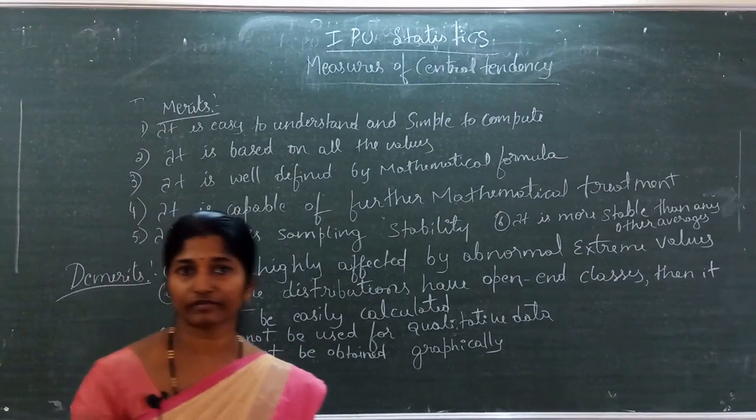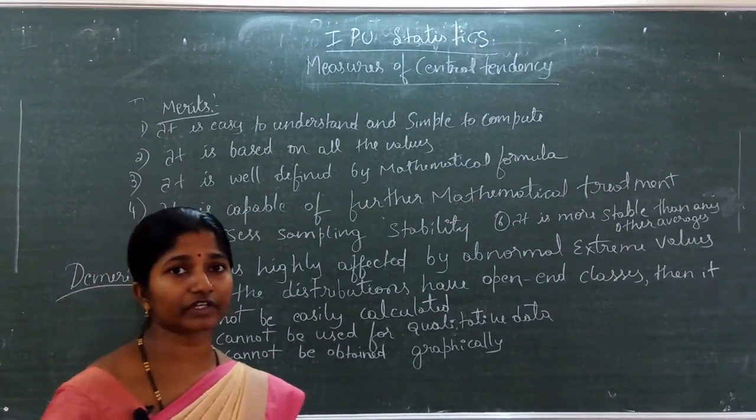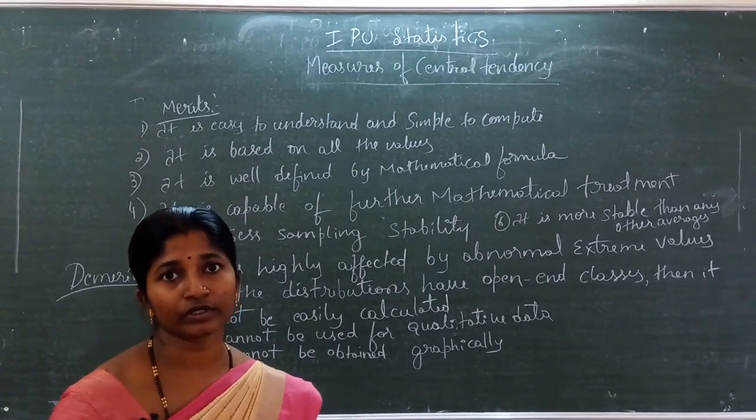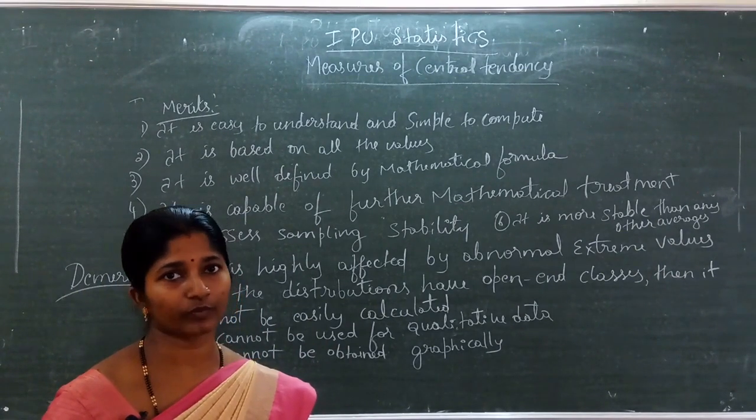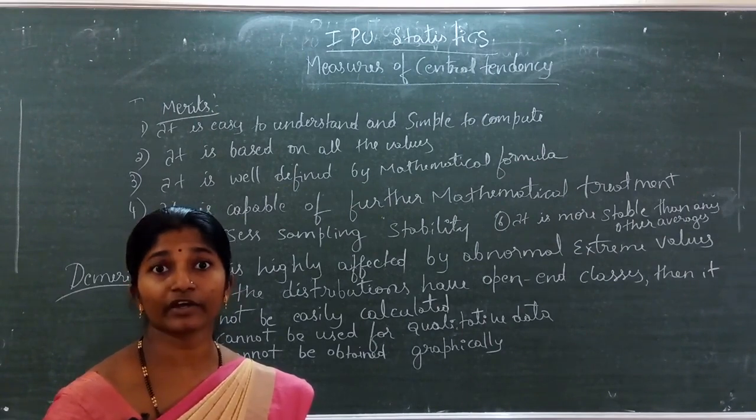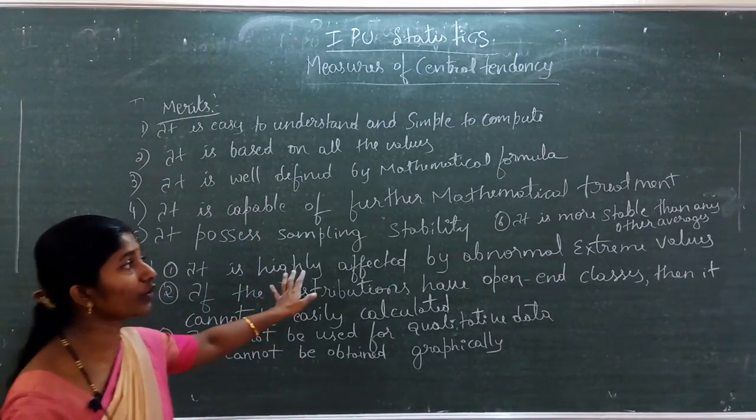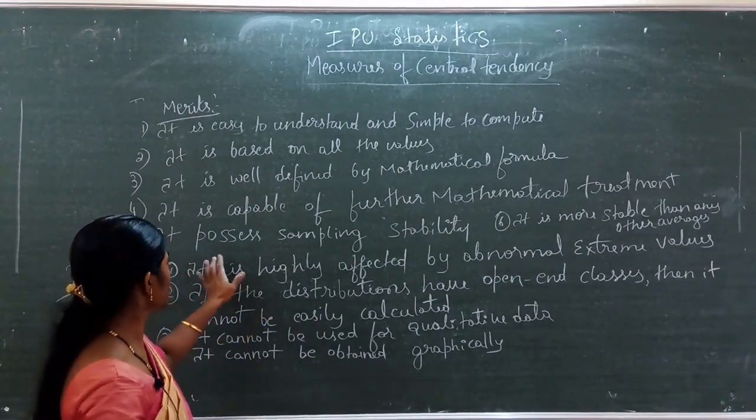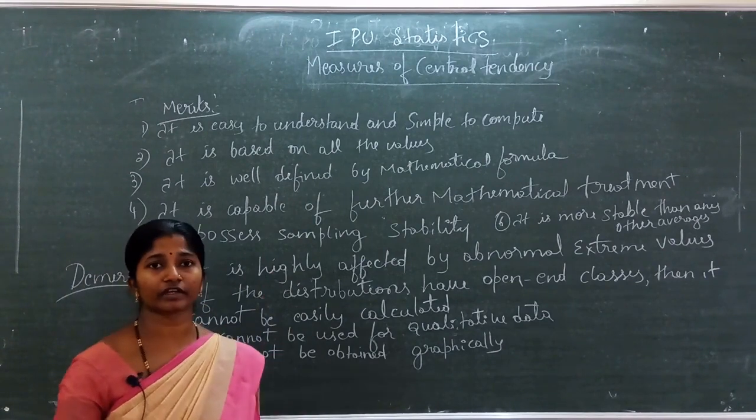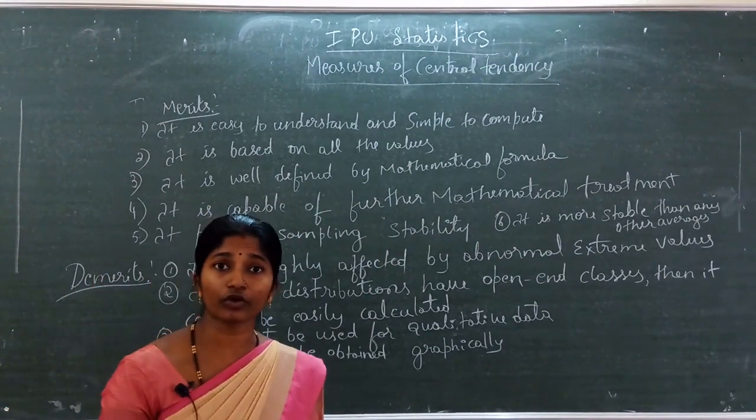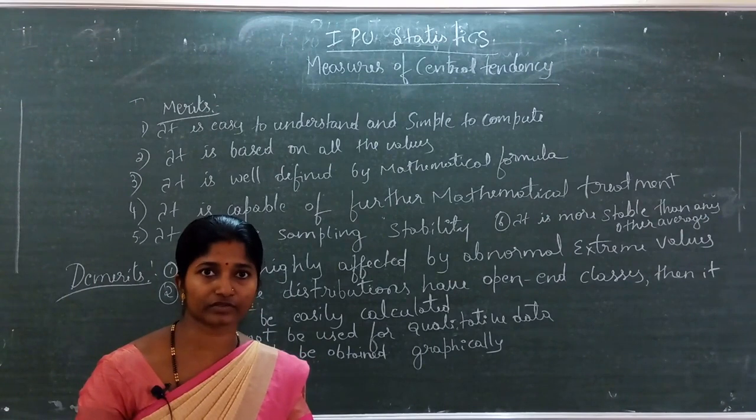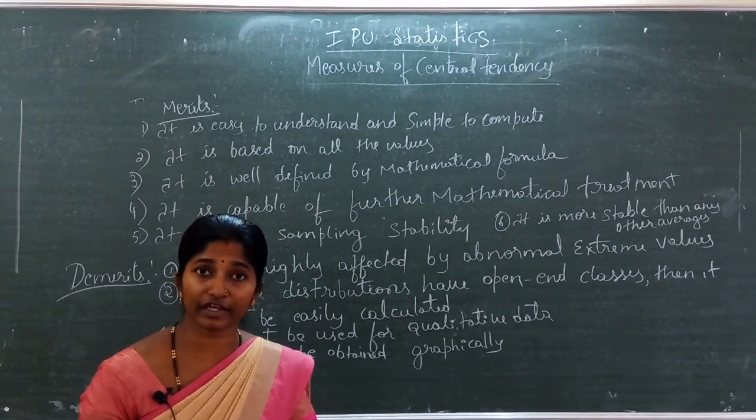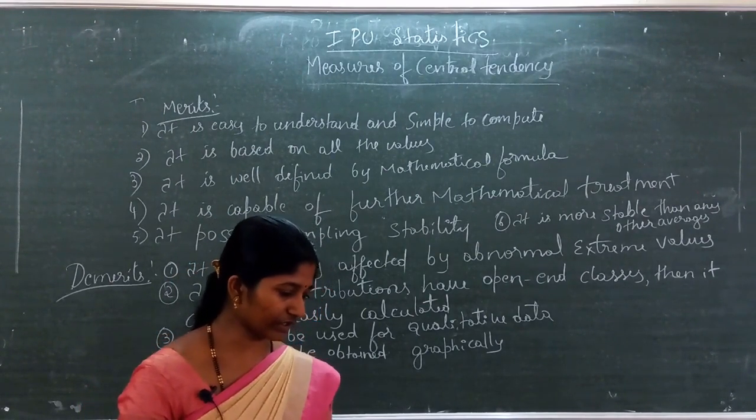Compared to the other types of averages in the central tendency, what have we written? Arithmetic mean, median, mode, then geometric mean and harmonic mean. When compared to the other averages, arithmetic mean is the more stable. And also, I have not written here, we can add that if some of the values are 0, then also we can calculate. If the values are negative also, we can calculate.